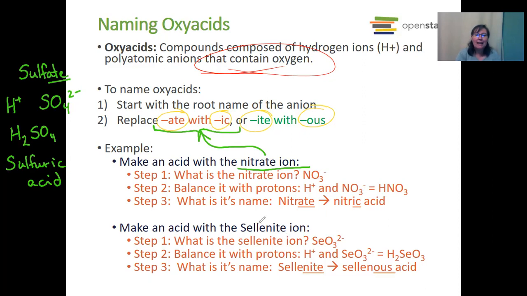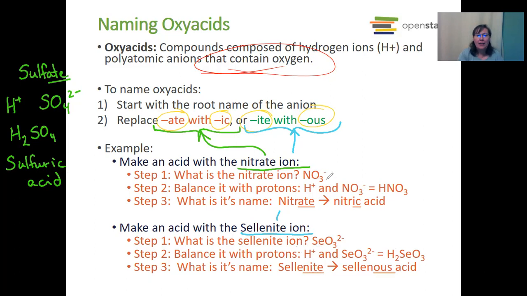Now let's take a look at selenite. You'll see here we have selenite. This one ends in ite, and we'll have that ite to ous. Selenite is SeO3 with a 2- charge on it. When we balance it with protons, we'll need 2 of them. So we get H2SeO3. Selenite becomes selenous acid.